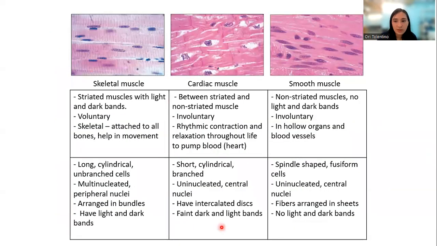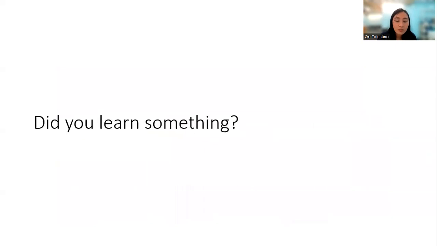This is just a summary of everything that we have discussed. I hope you learned something today and I hope you study, because if you study, the exam will be very easy. I will just be getting questions from the ones that I have discussed.